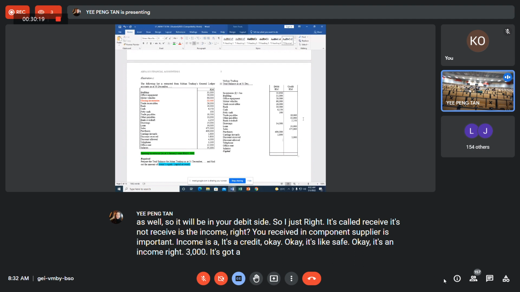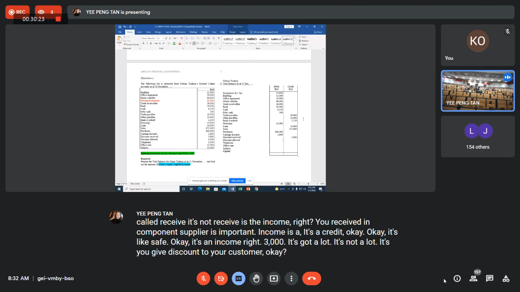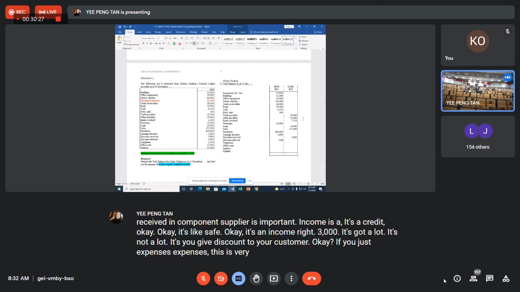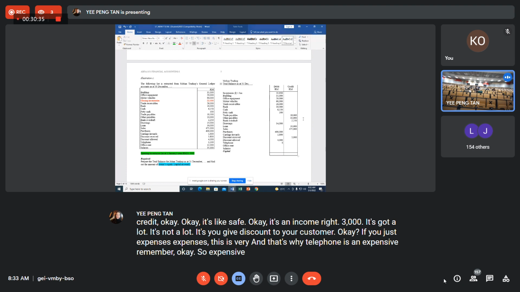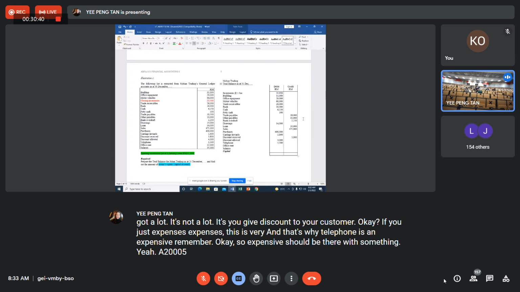Discount allowed is when you give a discount to your customer. What you give to your customer is an expense. Expenses are debit, so we put it in the debit column. And next one is telephone. Telephone is an expense. Now remember, all expenses should be on the debit side here. 2,005. Office rent, 12,000, also debit side because it's an expense.